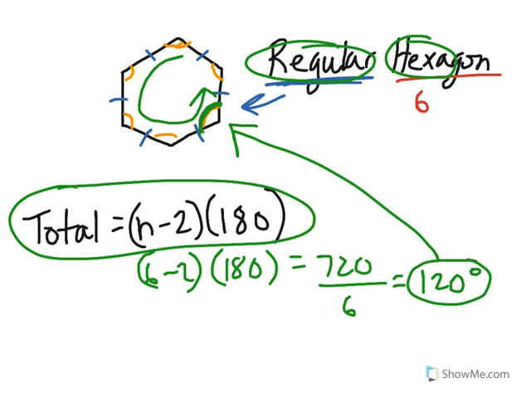Okay, so if you're asked to do this for any other polygon, the basic step is first find the total amount of degrees in that polygon, and then just divide it by how many angles you have.